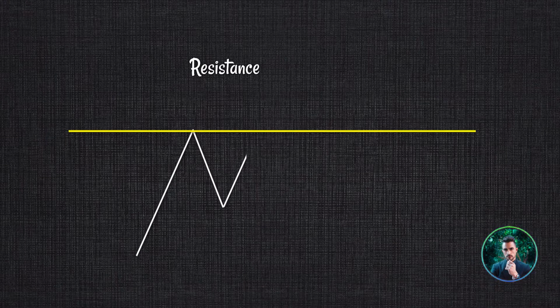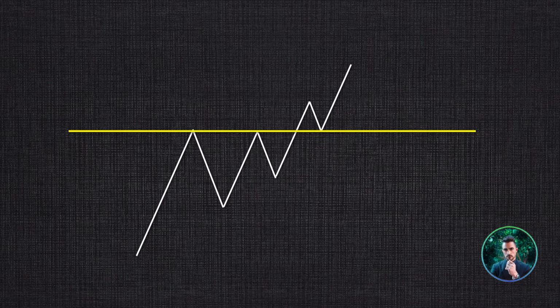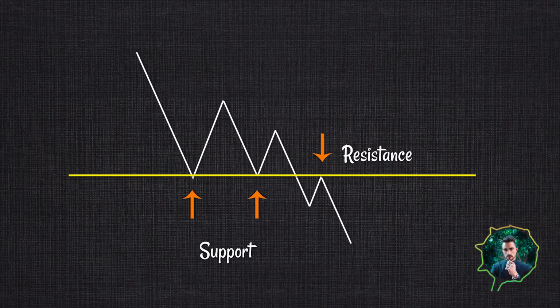Before we talk about how to identify key levels, you should know one thing. If price breaks above a resistance level, that resistance level can potentially turn into a new support level. Similarly, if price breaks below a support level, that support level can turn into a new resistance level.